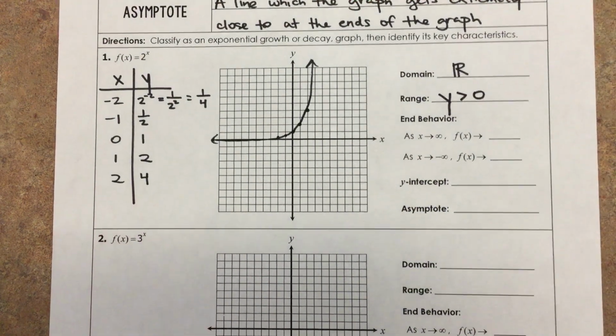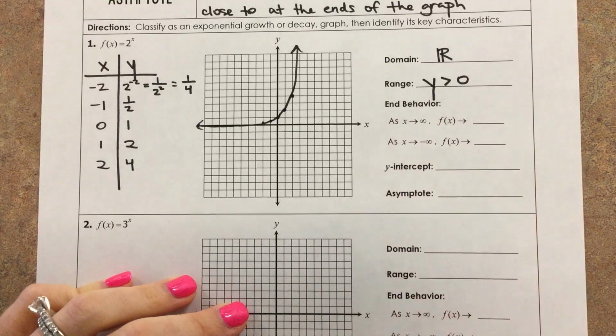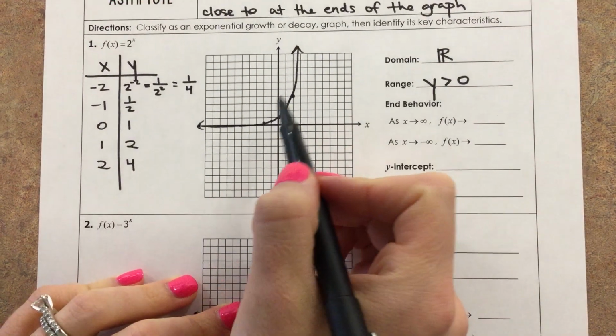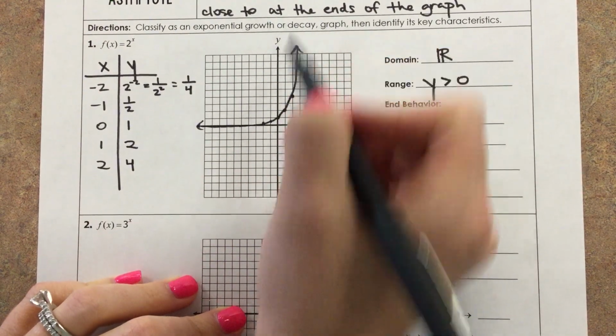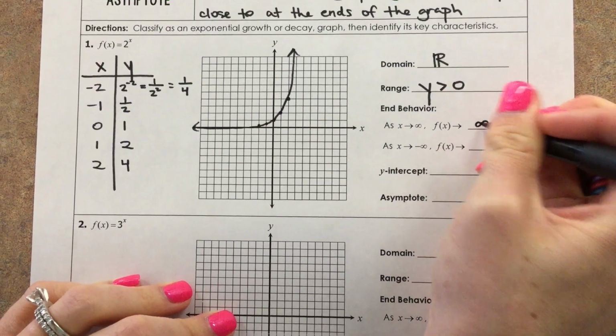Not greater than or equal to, because it will never actually hit. It'll just get very, very close. End behavior. As x approaches infinity, so this is the right edge of the graph, as we move to the right this way, the graph just shoots up. So our function values are going up and up and up. So we say infinity for that.